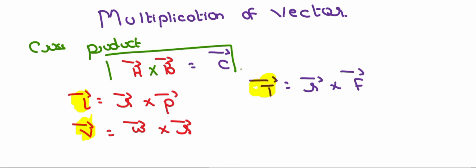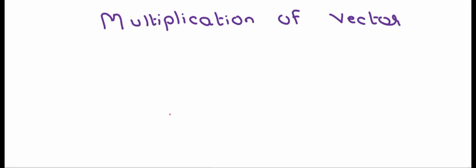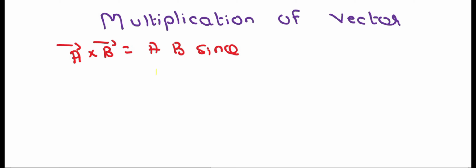And we know that a vector depends upon two things: one is the magnitude and the other is the direction. So let's talk about the magnitude of the vector first. a cross b is equal to ab sine theta. The a here is the magnitude of the a vector, the b is the magnitude of the b vector, and theta is the angle between the a vector and the b vector.